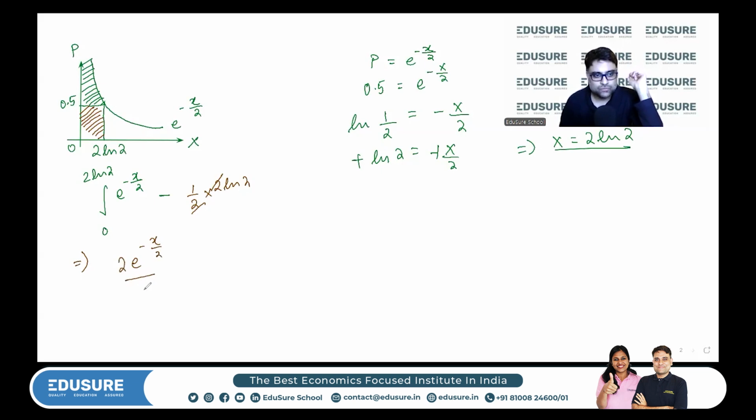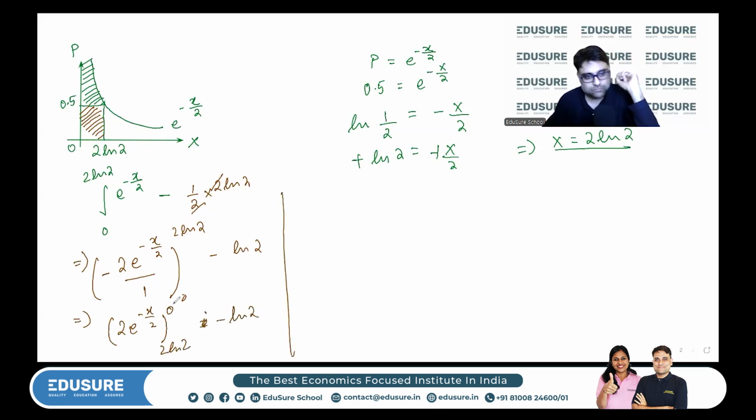That's 2, from 0 to 2 ln 2, minus ln 2. This can be written as 2 into e to the power minus X by 2, from 0 to 2 ln 2. Okay, put 0. So I'll get e to the power 0 is 1. So 2 minus 2 into e to the power minus 2 ln 2 by 2, so minus ln 2, minus ln 2.